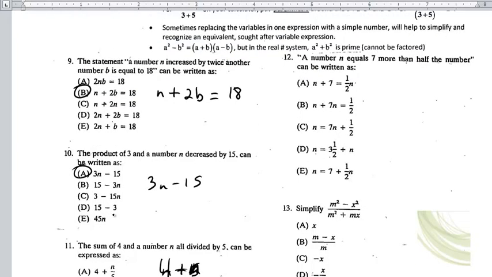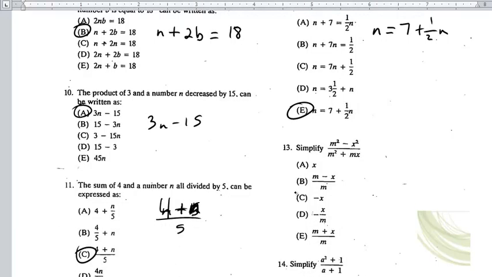A number n equals 7 more than half the number. Okay, and so that is going to be E. Okay, pretty easy to translate, right?